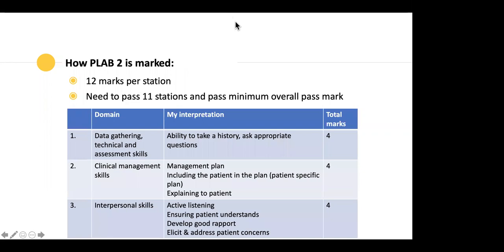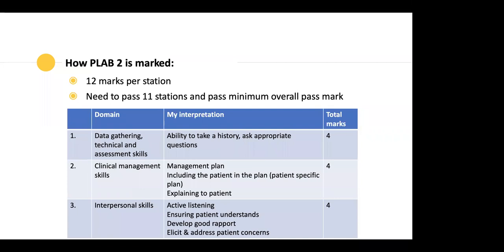So in terms of the PLAB 2 marking scheme, there are 3 domains, and you can get a maximum of 4 marks for each of the domains. There's the data gathering, technical and assessment skills, which looks at your ability to take a history and ask the appropriate questions. For example, if you have a station of a female presenting with a painful big toe and you ask about the menstrual history, I think this is going to detract from your history taking skills, because your questions really need to be focused and you're not going to have enough time to finish the station.